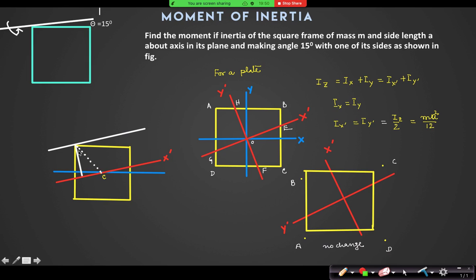This side is a by root 2, that we know. This side is a by root 2, yes or no? That angle is 15 degree. Then how much is this angle? This height will be a by root 2 cos 15. Can you tell me how much is this angle?